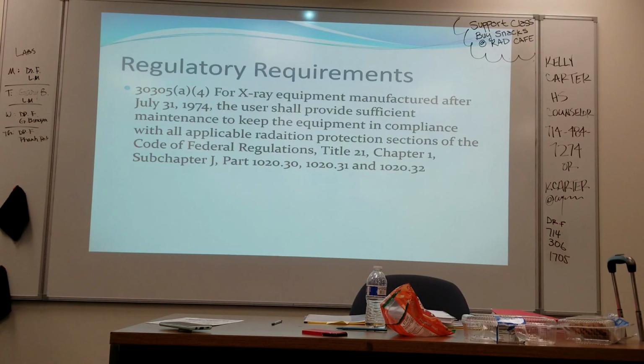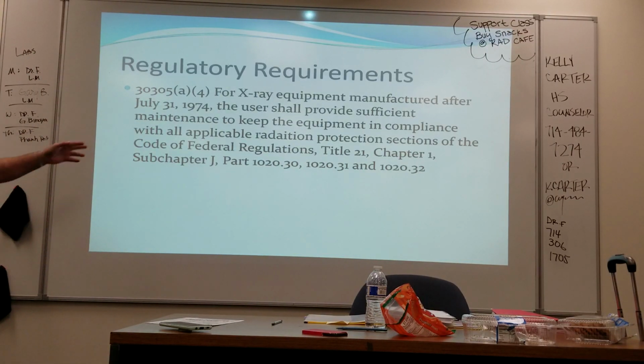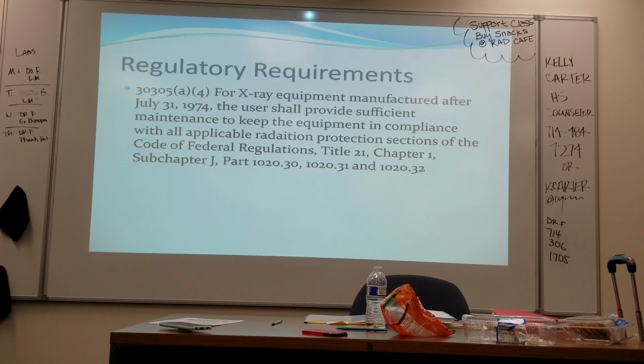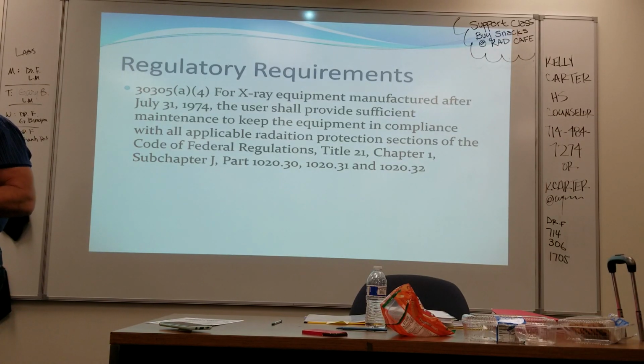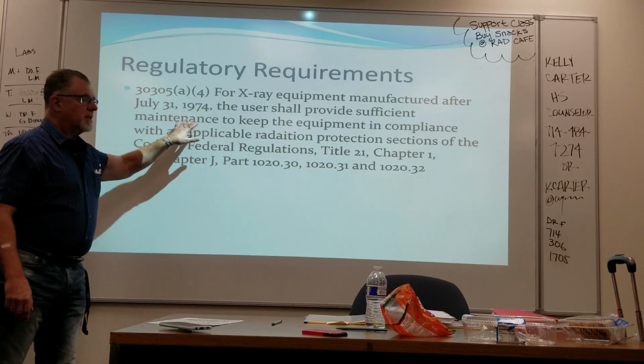State of California, this is the one that says for equipment manufactured after a certain date, a very old date, the user shall provide sufficient maintenance to keep the equipment in compliance with all applicable radiation protection sections of CFR 21, 10, 20, 30, 31, and 32. This is something that, when Joint Commission or the State of California or any regulatory agency comes through to look at, is where your service department, or your outside service vendor if you contract, needs to document that sufficient maintenance is performed.